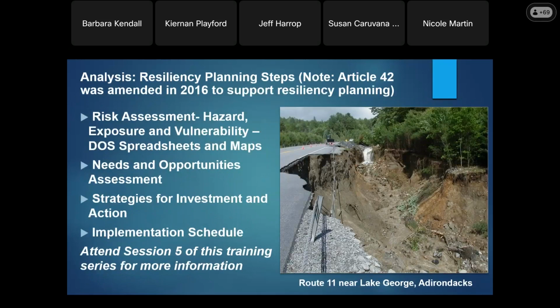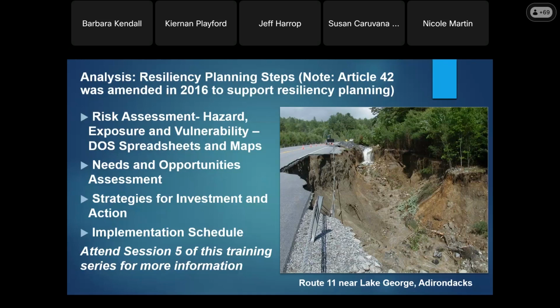Then the analysis of the risk assessment. We're going to talk a lot more about this in session 5 of the LWRP training, but just to summarize it here, once you do an inventory of those facilities that are maybe at risk in your community, you would then conduct an assessment of those facilities, needs and opportunities, and how to look at investment and action strategies.